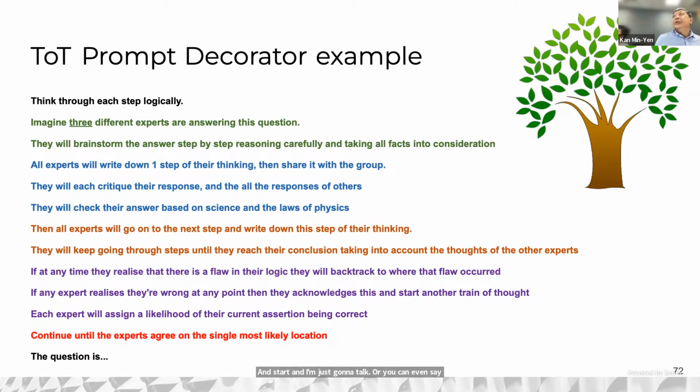Or you can even say it ends. Up to you. And each expert will assign a likelihood of the current assertion being correct. Continue until the experts agree on the single most likely location. In this case, the reason we put location is because of the problem. It could be a solution, depending on the question. So this is a very long prompt, but it's an interesting one. I'll give you a case example.